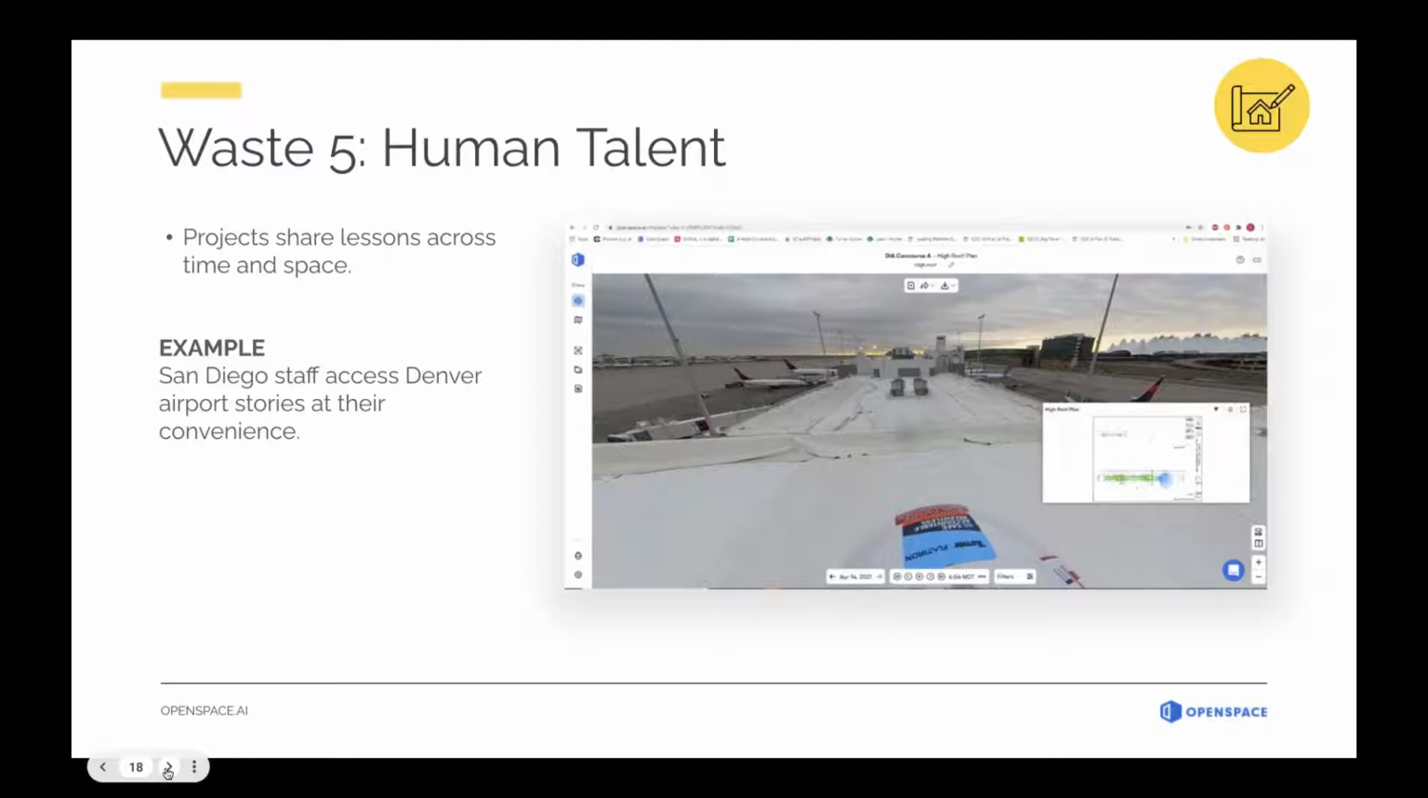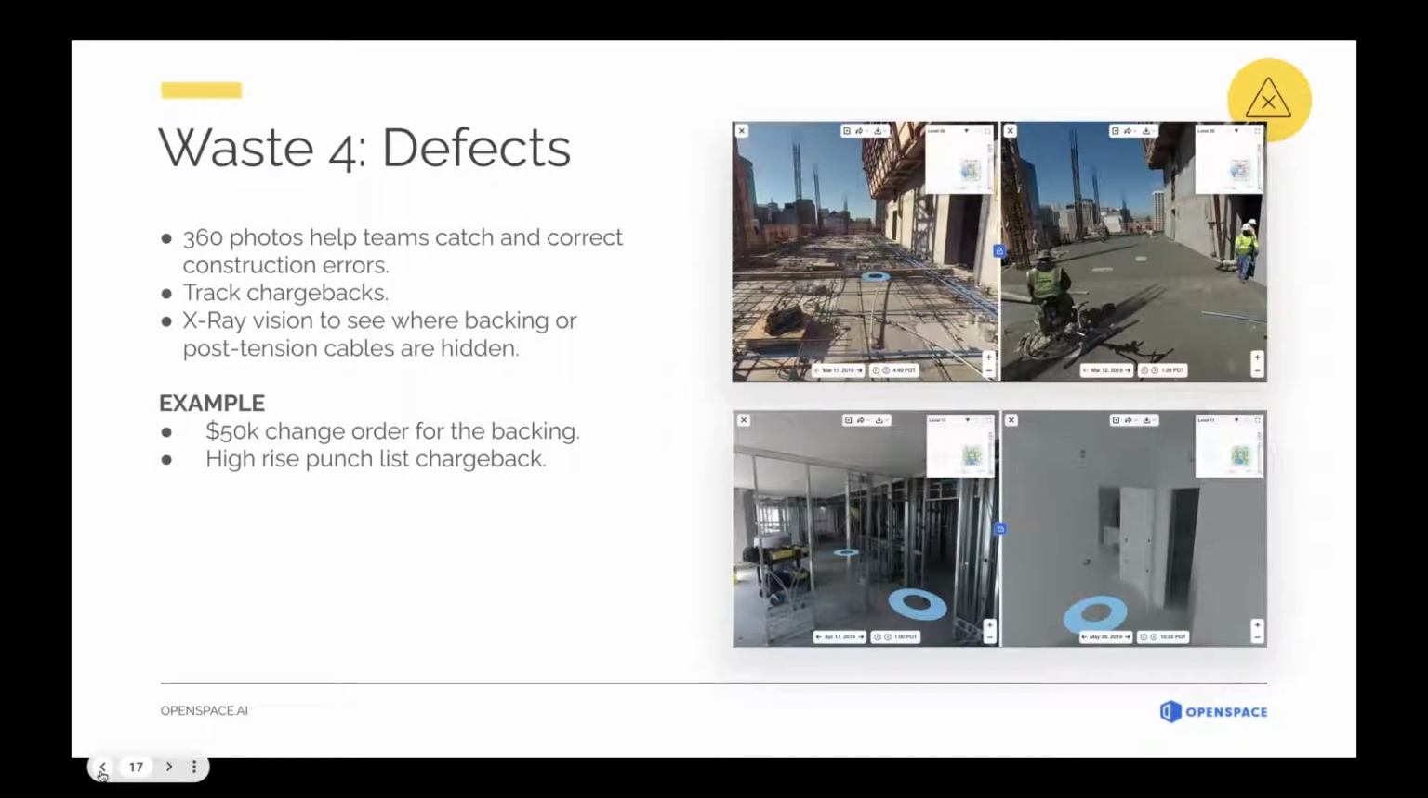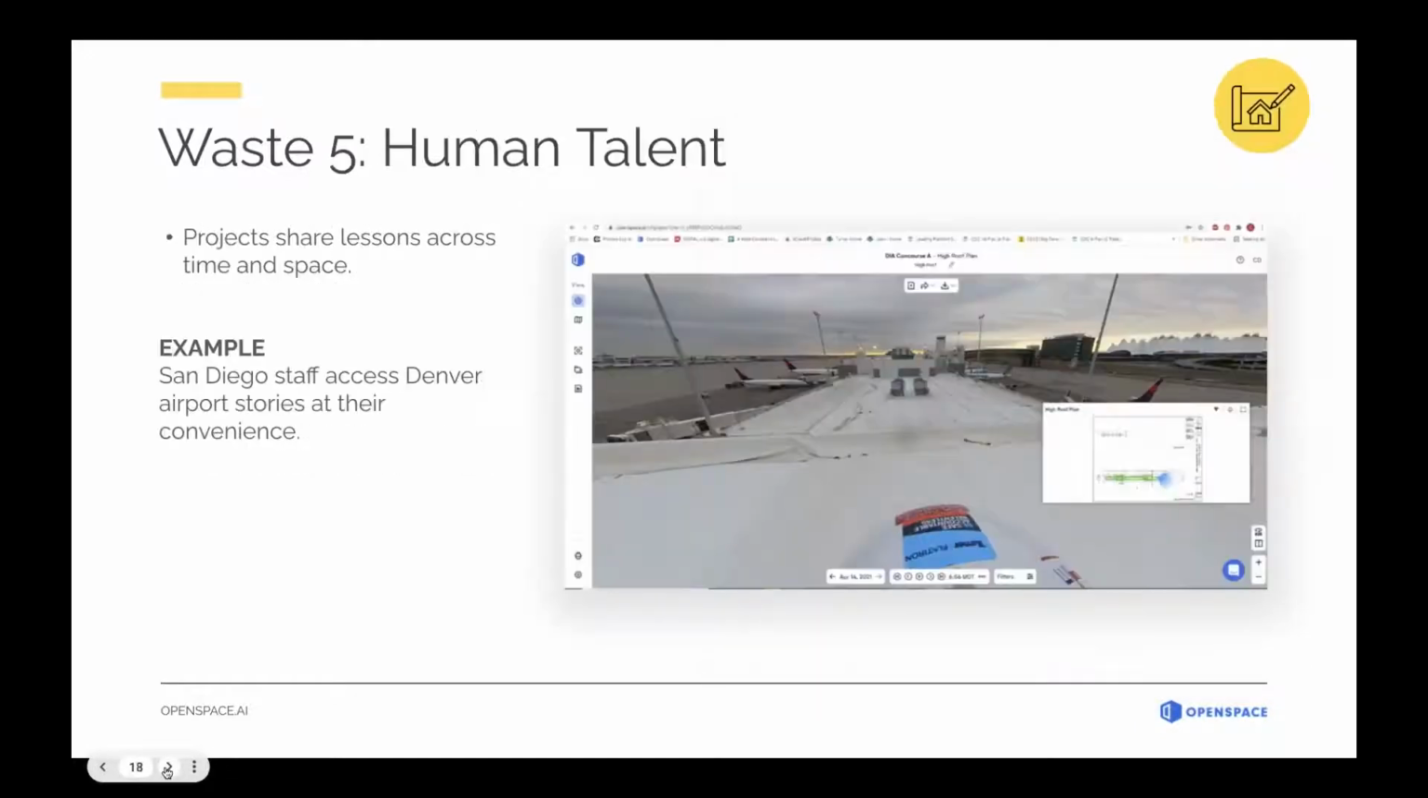Anyway, I just want to tack on to the previous example of defects. We had an instance on our Concourse B project where the drywall guy said, no, we already had the ceiling up, and everybody was entrenched in their positions. We were able to go back, use the 360 capture to show no, that was not in fact the case. And so they apologized, and the dispute was resolved, and we moved forward. So again, it's that waiting and haggling and those kinds of wastes. This cuts through the chase a lot of times and puts those to bed.